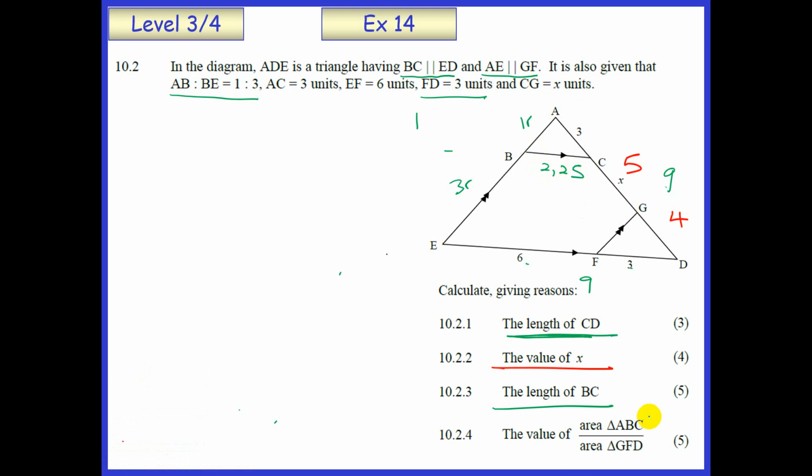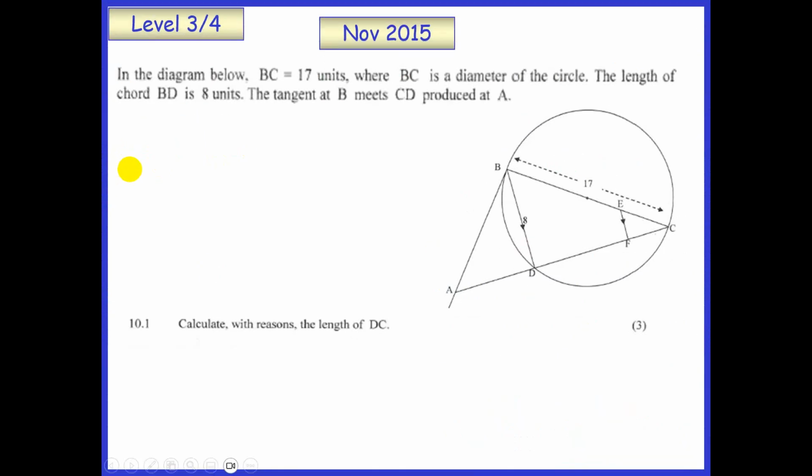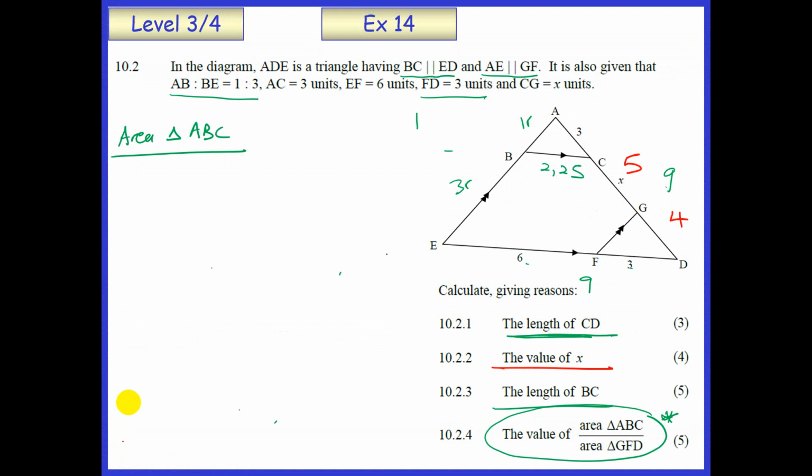So we come to our last question, which tells us to find the value of the area of ABC over the area of GFD. So we're going to write that down. We want to know what is the area of triangle ABC over the area of GFD. So they actually want the ratio.